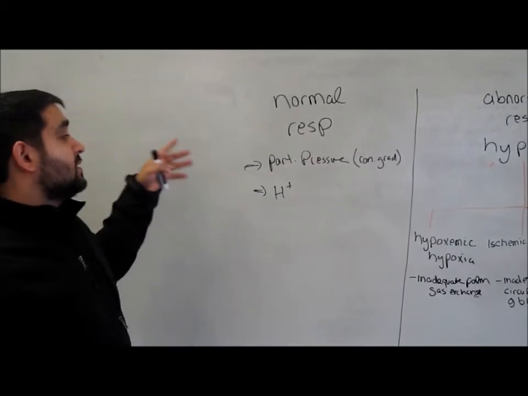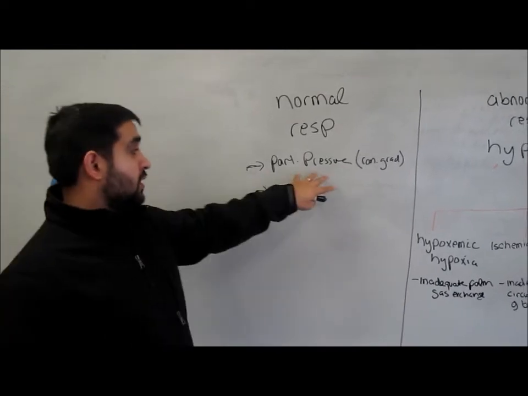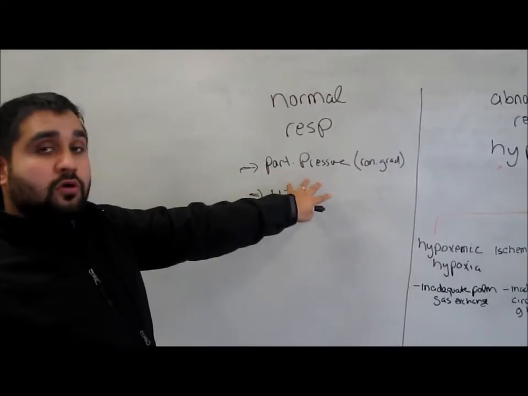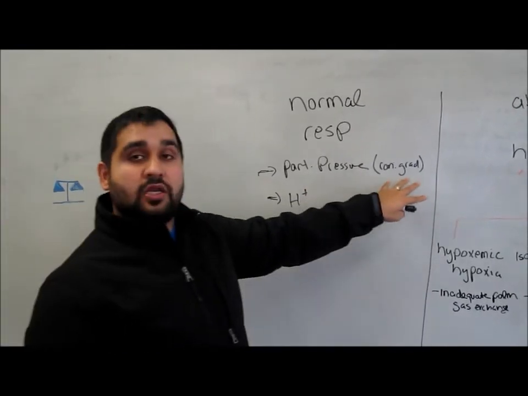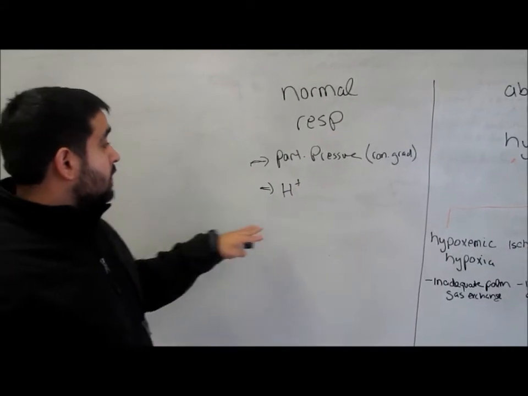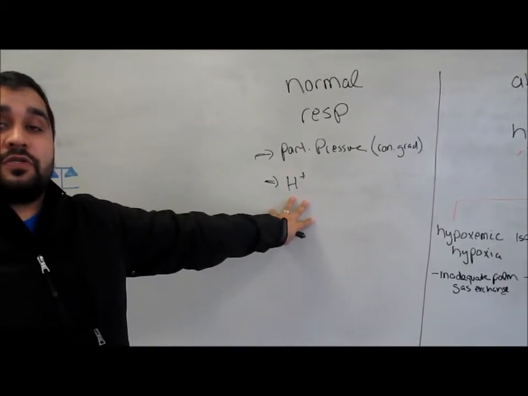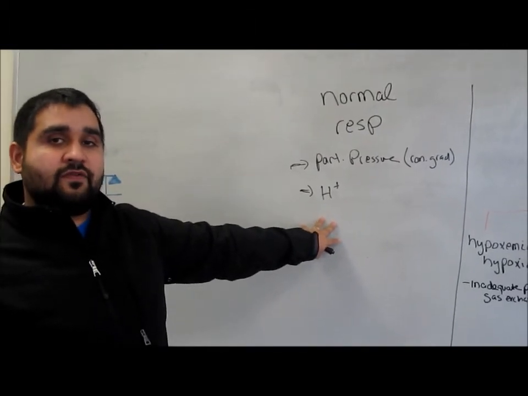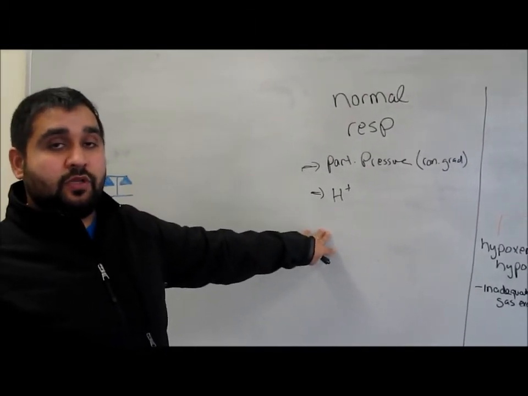Obviously, certain things that are very important are partial pressures, like we talked about earlier in the video. The partial pressure is important because if there's no partial pressure, there is no gradient, and the oxygen and the CO2 are not going to move. And also, remember, protons are very important because when they dissociate, they help decrease the binding affinity of O2, which will then leave the red blood cell.